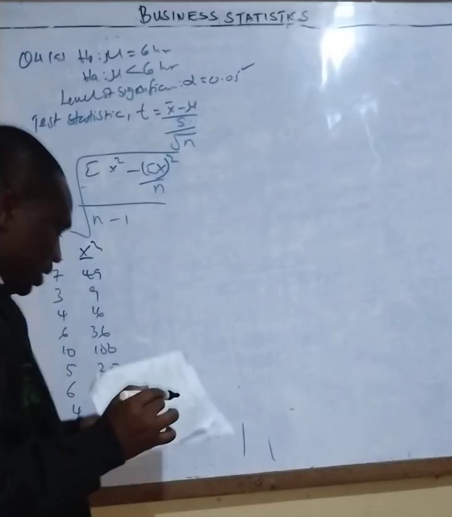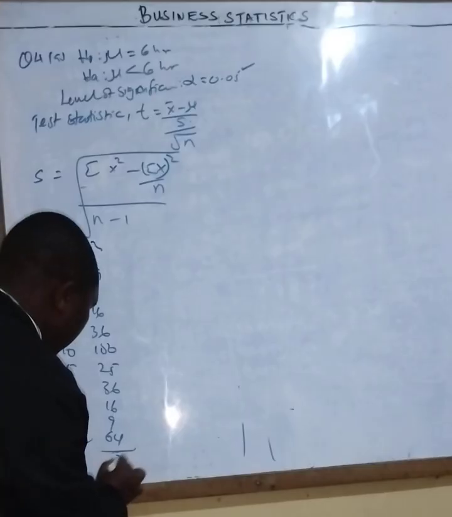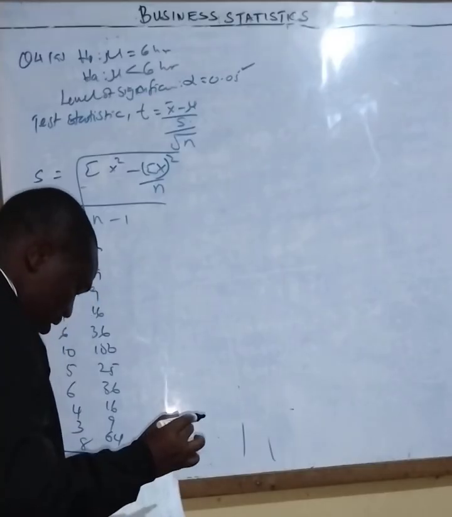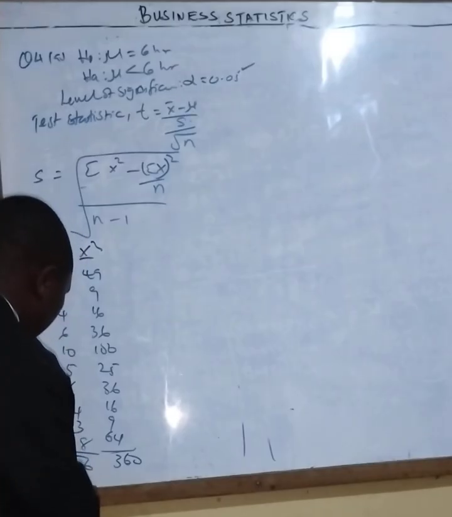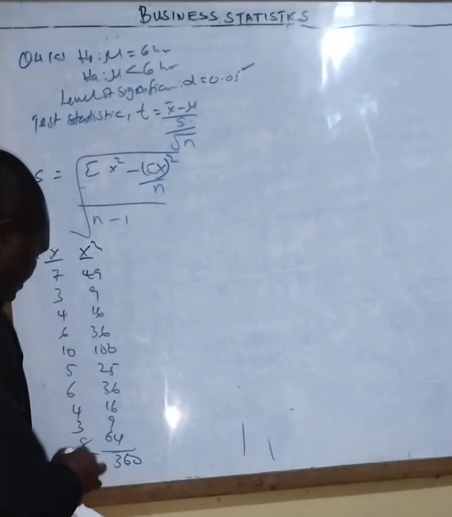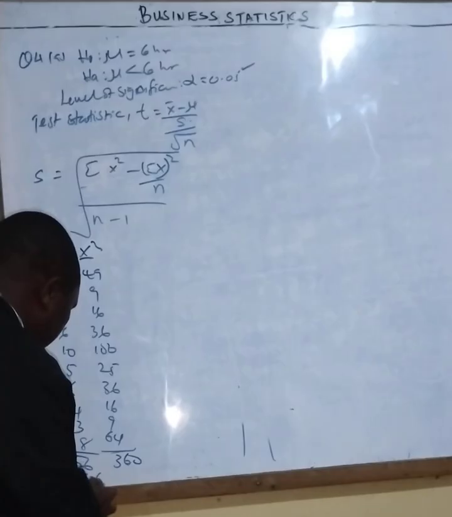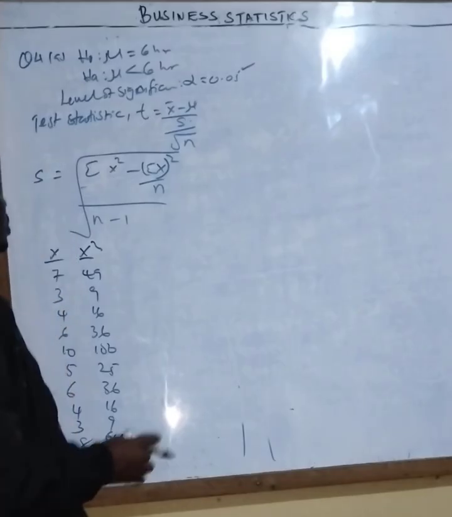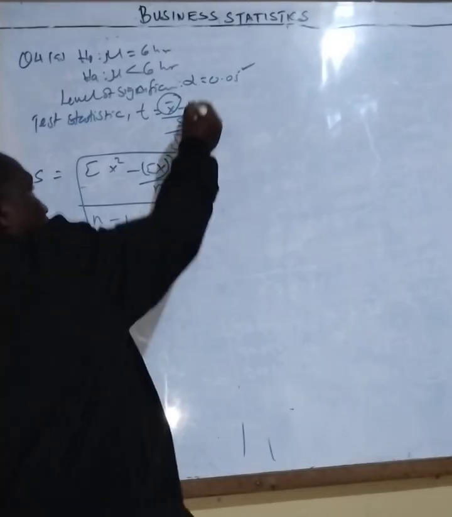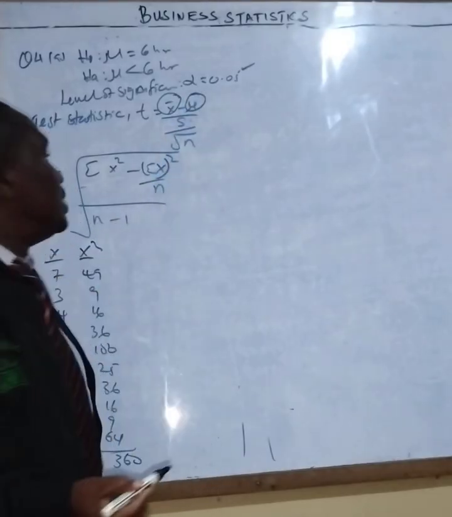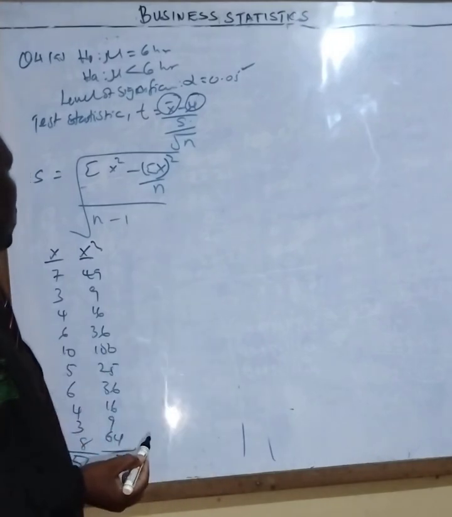What is the total value down there? You get here 360. Total of x here is 56. For the mean, you divide by what? 10, gives you what? 5.6. Now, my sample mean is 5.6. Then my mean from the population is 6. So I substitute now in my formula.